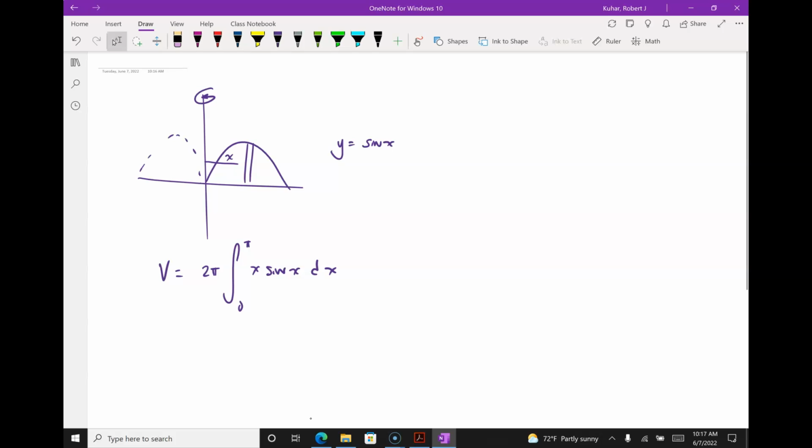So on your mark, get set, go. We're doing the volume from x equals 0, x equals pi, y equals 0, y equals sine x about the y-axis.